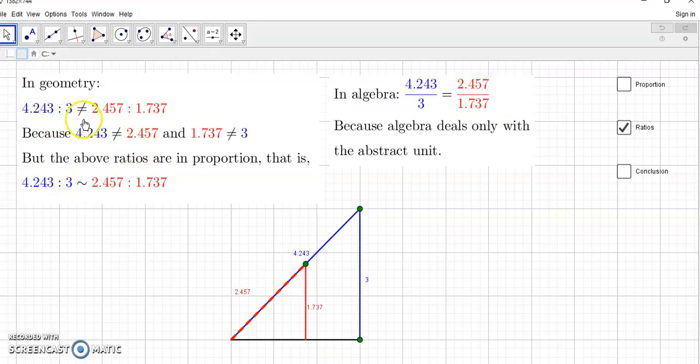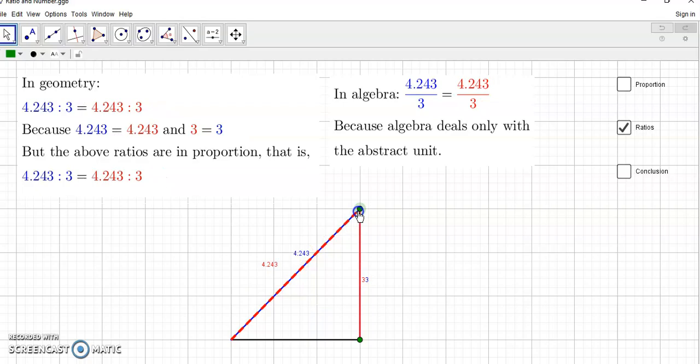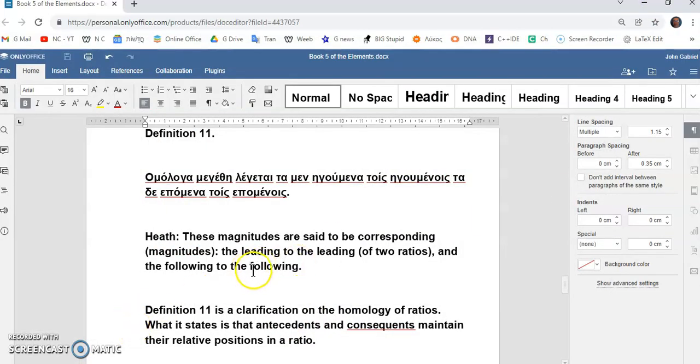That means that, for example, if we had a ratio like that, all the above ratios here are in proportion, but they're not equal. But if we were to switch the 3 with this 2.868, then these ratios would no longer be in proportion. So if we switched the 3 with either of these two, the ratios would no longer have a proportion. So it deals with homology.